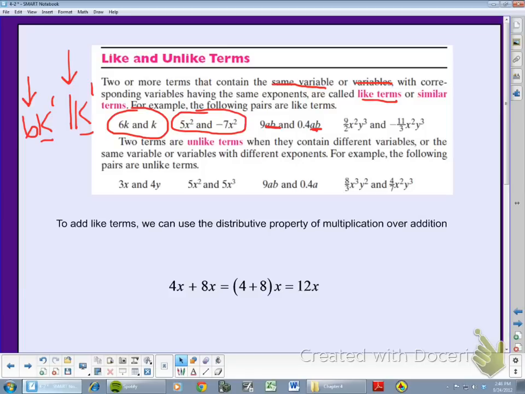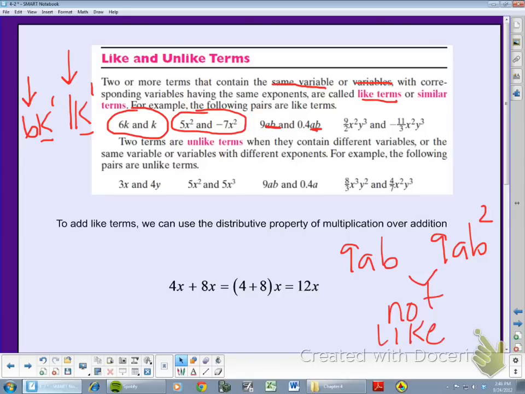Something that would not be like terms would be like 9ab, and let's say you have the same coefficient 9, and you have an a, but the b is squared. These are not like terms. Okay, doesn't matter if the coefficient's like. What matters is the combination of variables and exponents that the variables are raised to. So this one has an a to the first power, this one has an a to the first power. Everything's okay, except when we get to b, b has the first power, and the b over here has the second power. So that makes it not like.